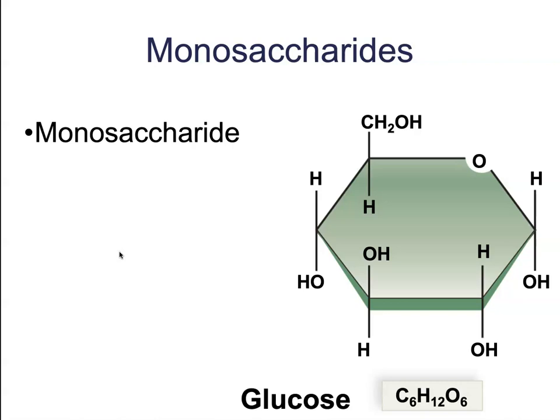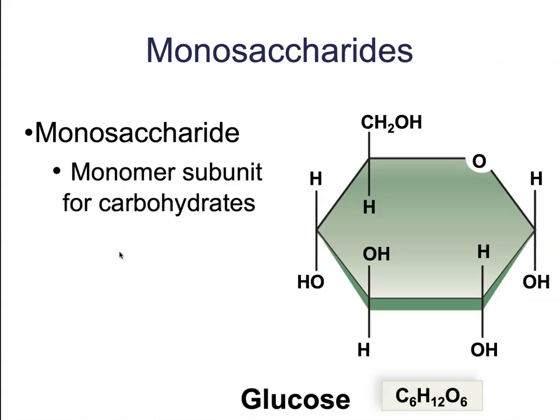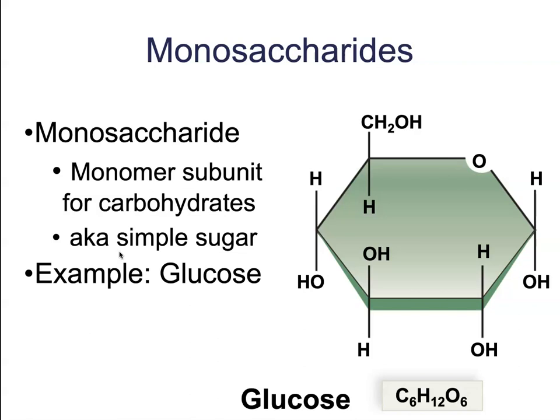Glucose is a monomer subunit for most carbohydrates. It is also what is known as a simple sugar. Monosaccharides and disaccharides are called simple sugars because they're relatively simple in structure. They're not made out of crazy long chains. They're just those individual subunits. So a great example of this would be glucose. Glucose is a hexose, meaning that it is a 6-carbon chain: 1, 2, 3, 4, 5, 6.